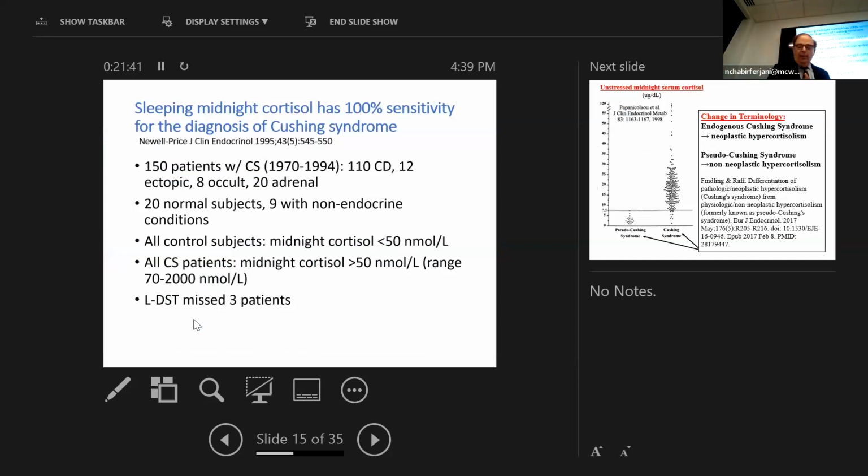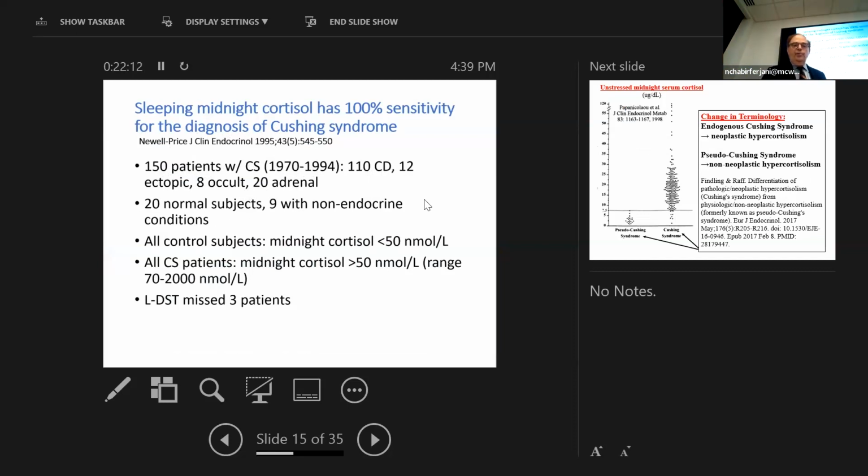So now we're going to segue into how we got to salivary cortisol. In the early 1990s, this is from John Newell-Price, who just became elected president of the Endocrine Society and is a superb clinician from Sheffield. He published this, and he may have been a fellow when he did it: 150 patients with Cushing's syndrome from 1970 to 1994, and 110 had Cushing's disease, 12 ectopics, 8 occults, and 20 adrenals.